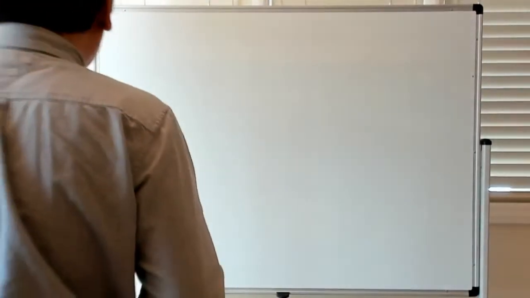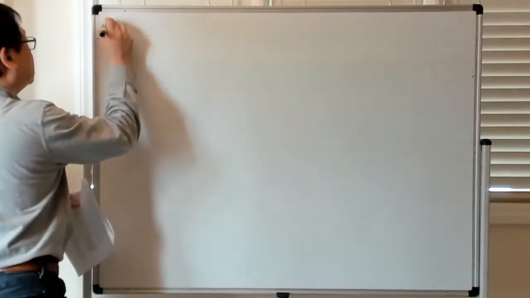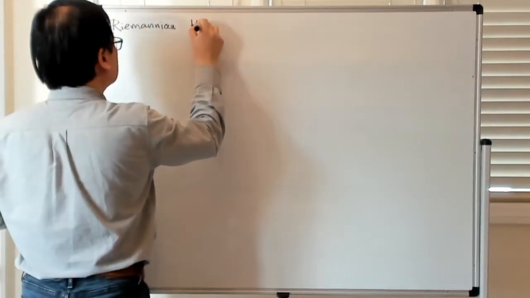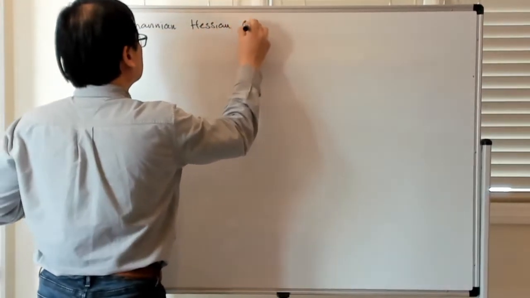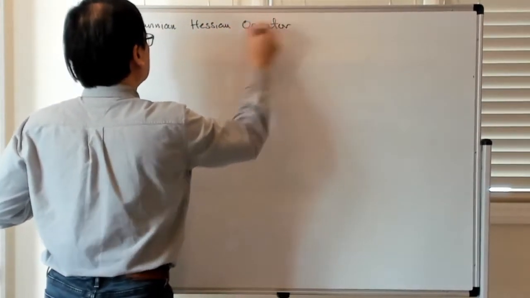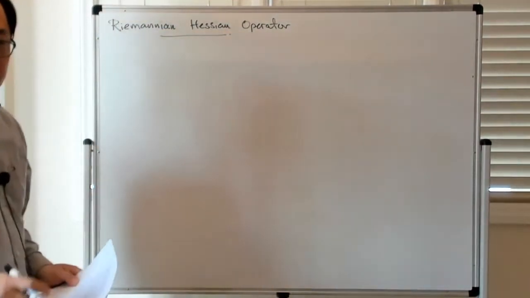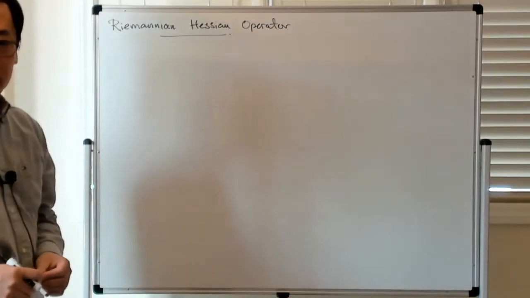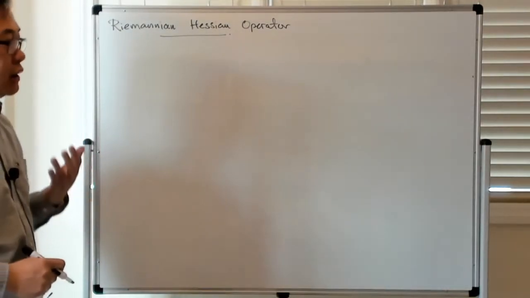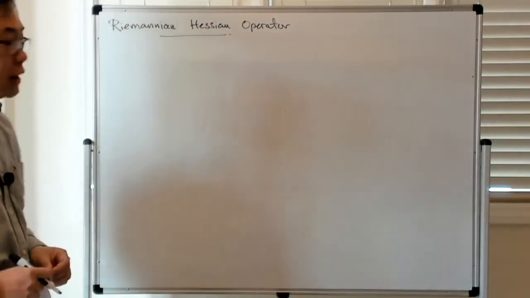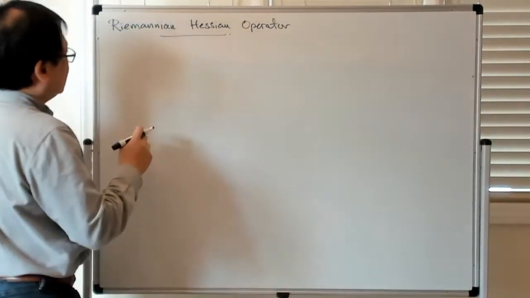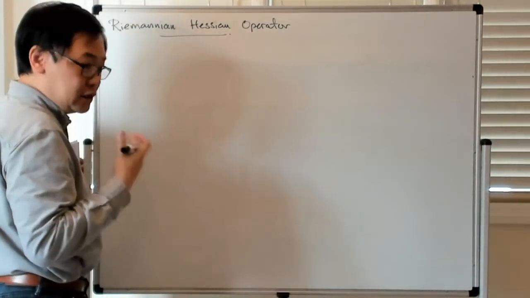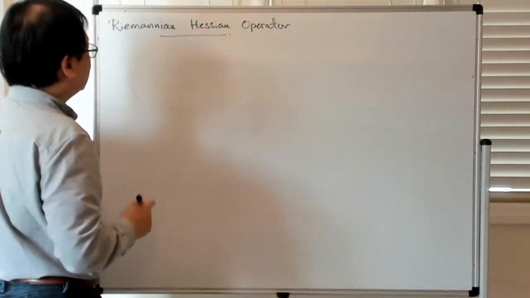All right, so now we're going to talk about the Riemannian Hessian operator. And as you might expect, the main motivation for doing this is that if you're trying to develop an optimization method, in particular the Newton method, then that's really based on constructing a quadratic model of the cost function. So the motivation for studying the Riemannian Hessian operator is to ultimately construct some sort of quadratic model of the cost function.